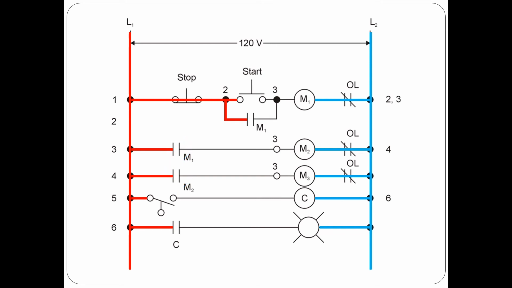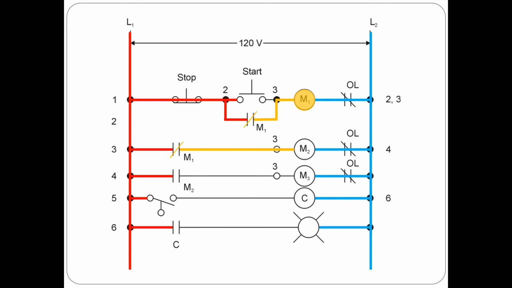As I press down on the start button, I have power that goes through the start button to coil M1. When coil M1 is energized, it closes both contact M1 on line 2 and on line 3. This provides a constant power to coil M1 even when I let go of the start button. This, of course, is my holding contact. On line 3, I'm also providing power directly over to coil M2.